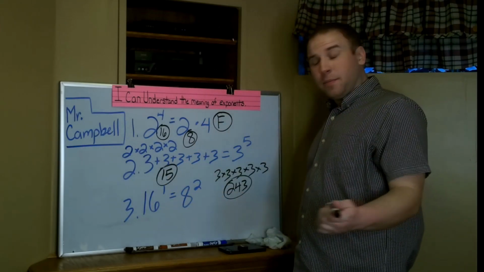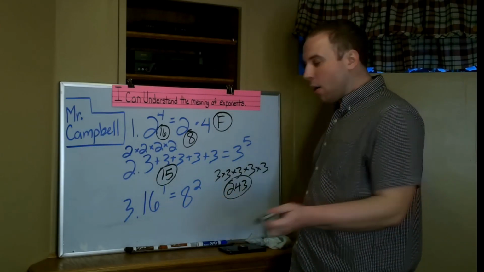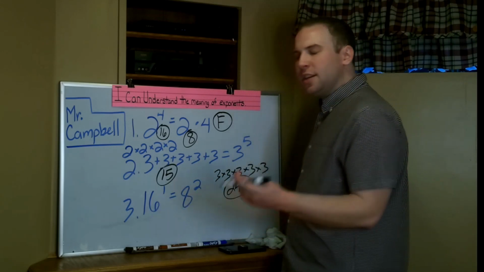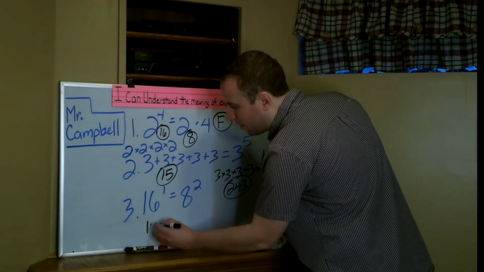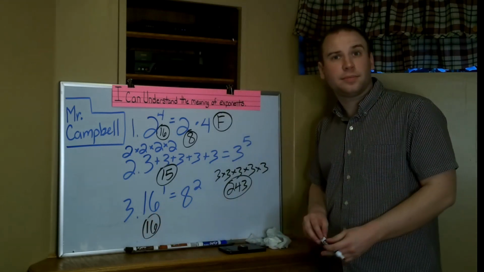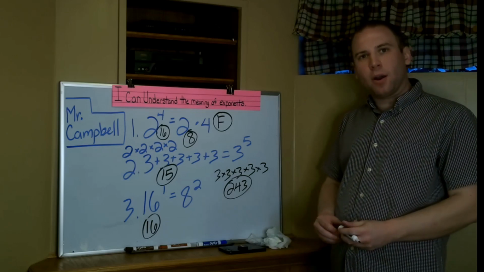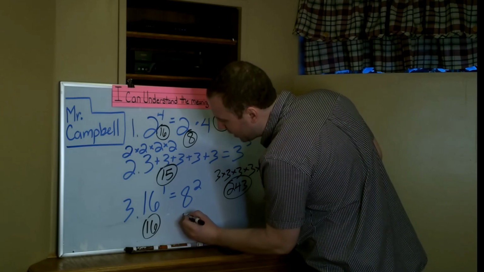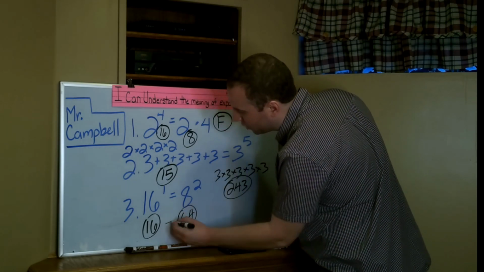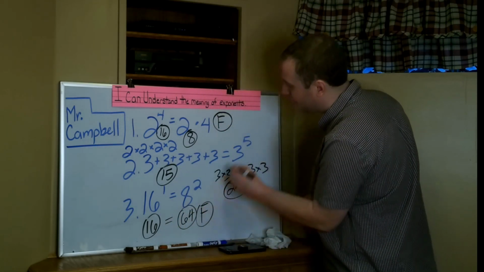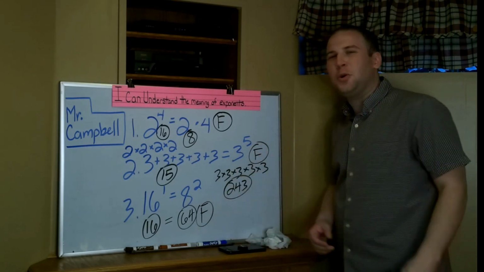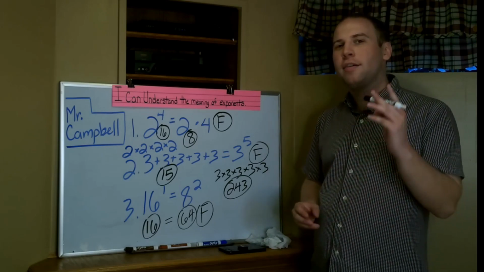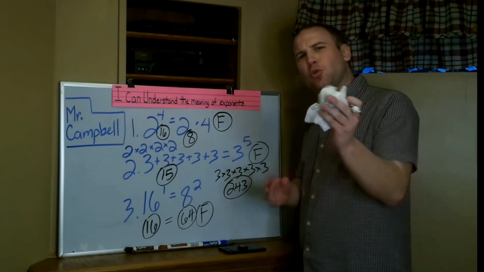Now number 3. 16 to the 1st power equals 8 to the 2nd power. Well, let's look here. 16 to the 1st power is just going to be 16. But what about 8 to the 2nd power? Which is what? 8 times 8, which is going to be 64. So once again, I fooled all of you guys. If you thought some of these were true, you are incorrect. They were all false.